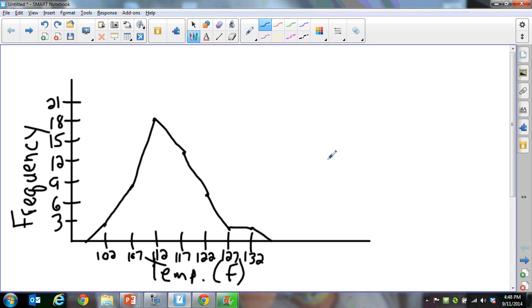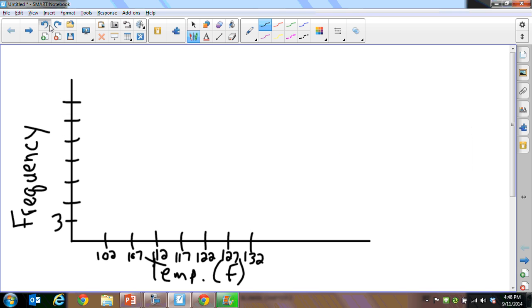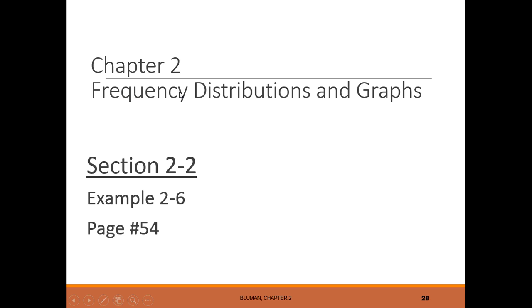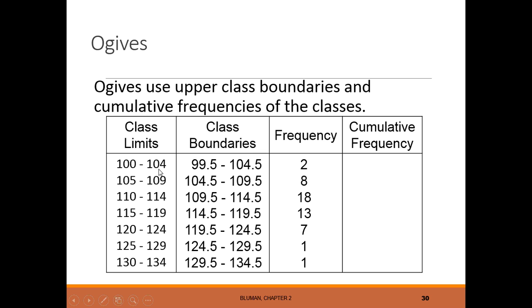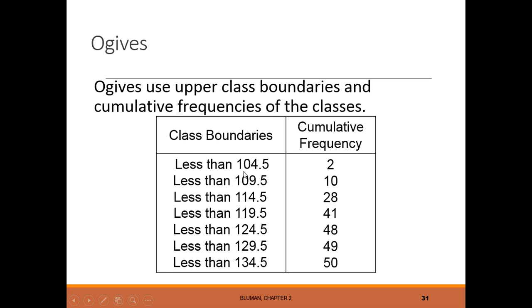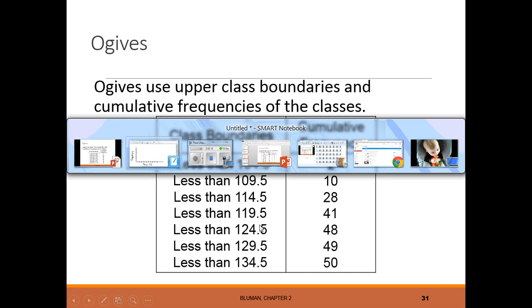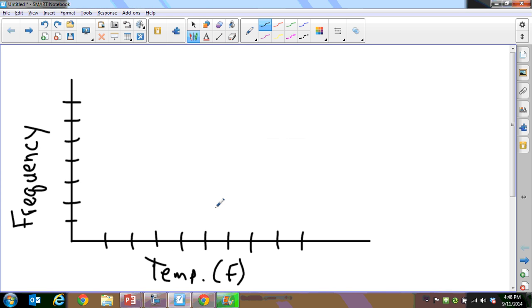I'm going to go back real quick. I'm going to actually undo everything here, because we're going to be using different numbers. So, this is on page 54. Again, we're going to use our states. So here's the exact same table that we've been using. There's a cumulative frequency. And what we will be using are these class boundaries right here, the upper class boundaries. So it'll look like this. So our numbers will be 104.5, 109.5, etc. So that's going to go down here.